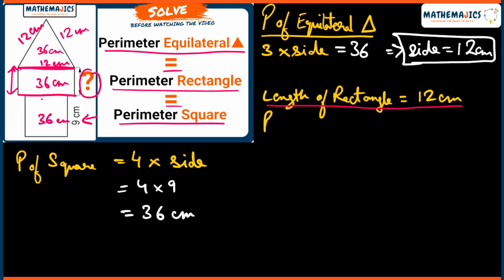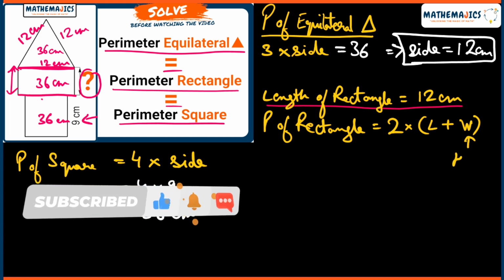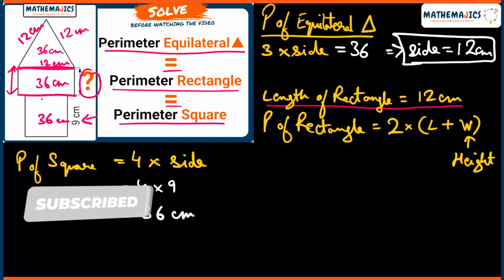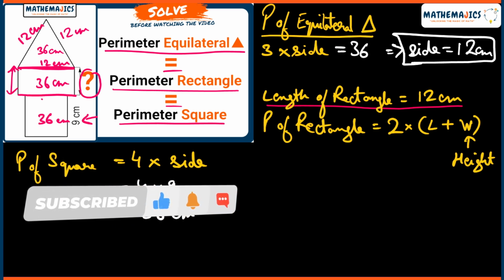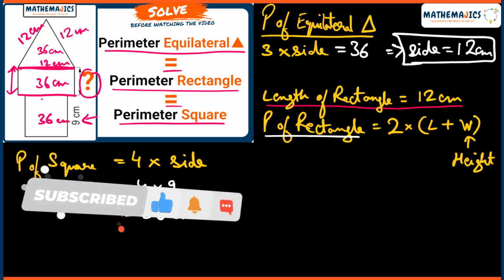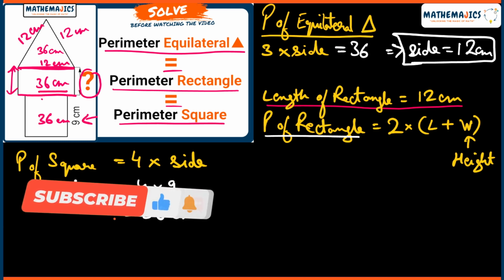Now let's jump to the perimeter of the rectangle. What is the perimeter of a rectangle? The perimeter of a rectangle is twice the sum of length plus width. In this case, I am taking the width as height. Okay. So let's use this. What is the perimeter of the rectangle that we have found out? The perimeter of the rectangle, as I mentioned earlier, is 36 centimeters because the perimeter of each figure is the same.